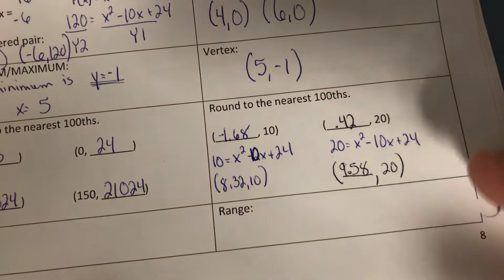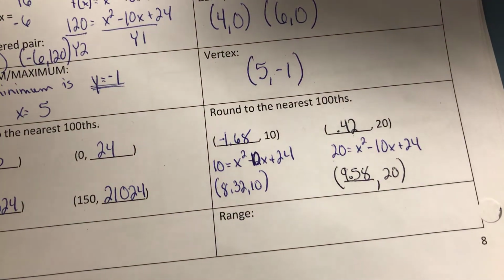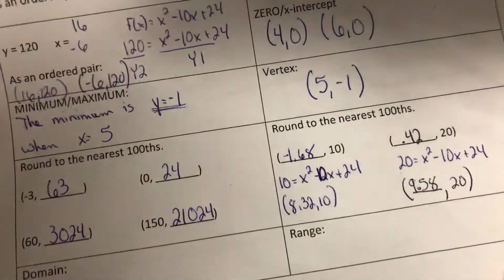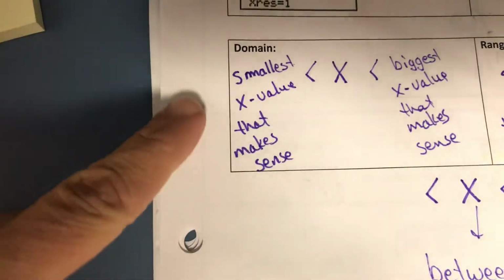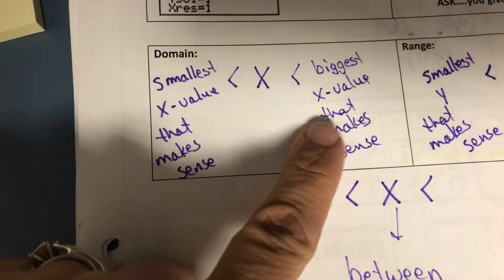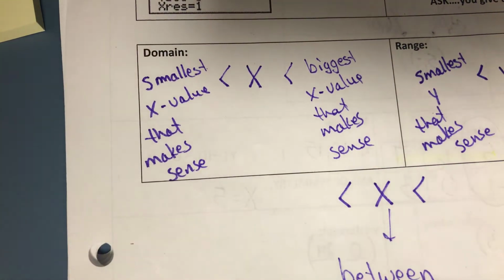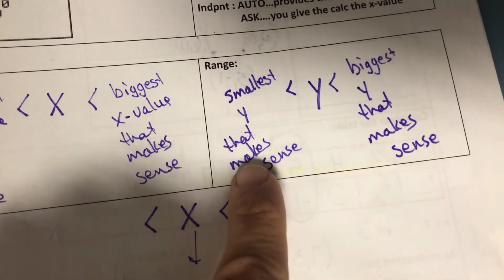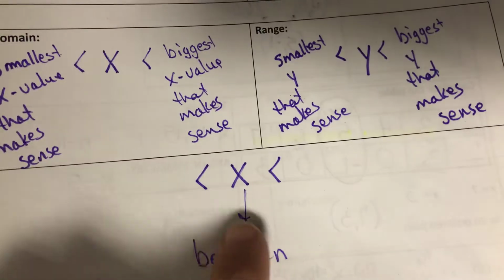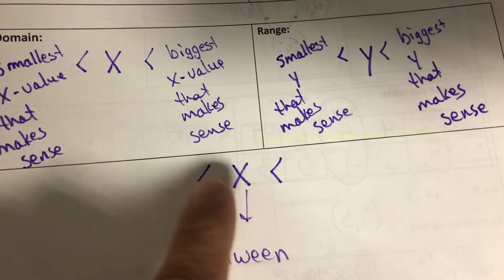Alright, the words at the bottom are a little bit new for us, so domain. So we wrote in our notes just the other day that domain, you need to be looking for the smallest x and the biggest x. That makes sense if we're in context, you know, there's a story behind it. And our y, we want to pick the smallest y and the biggest y. And this symbol just means between, whether it's going to be x or y.